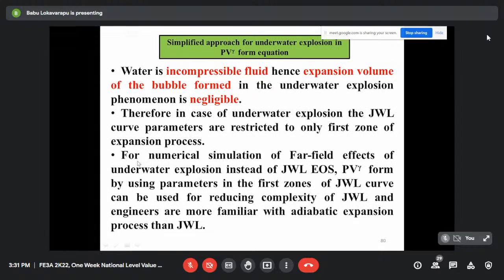Water is an incompressible fluid, hence the expansion volume of the bubble formed in the underwater explosion phenomenon is negligible. That is what I told, right? Once a bubble forms and again explodes, that effect is very small because of the incompressible fluid. Therefore, in the case of underwater explosion, JWL curve parameters are restricted to only the first zone of the expansion process.